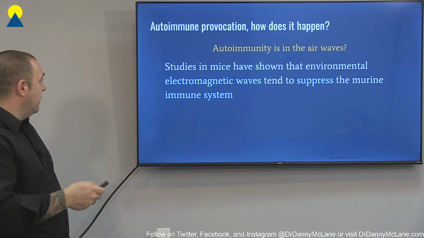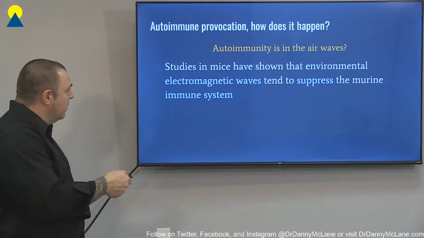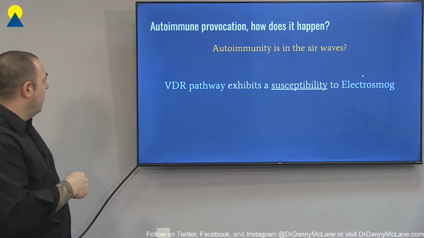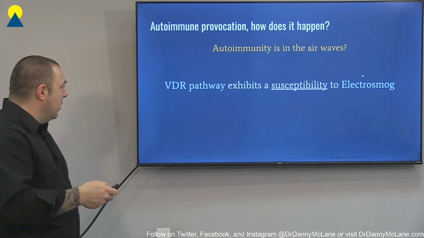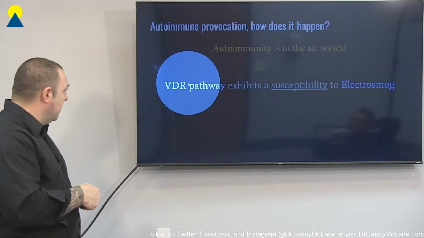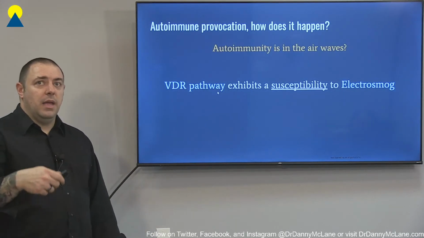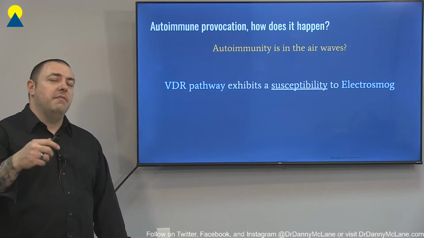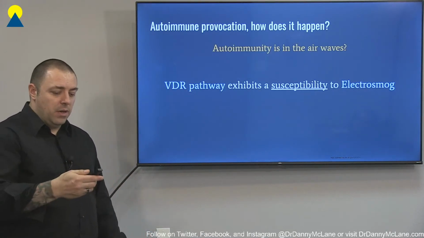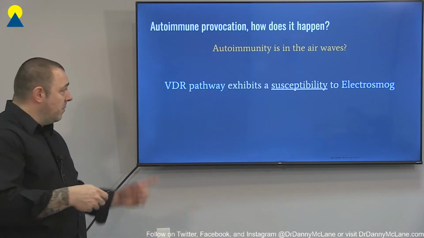Okay, in the airwaves, this is about the electromagnetic waves. They tend to suppress the immune system. Murine, this was done in a mouse model. So murine talks about mice. Here we go. VDR pathway exhibits susceptibility to electrosmog. Remember this. VDR pathway. This is the vitamin D receptor pathway. It's on all of your immune cells, the lining of your gut and a bunch of other cells in your whole body. They have a vitamin D receptor because vitamin D is a hormone and it is used to regulate up and down various functions of your immune system. But that pathway shows a susceptibility to electrosmog.